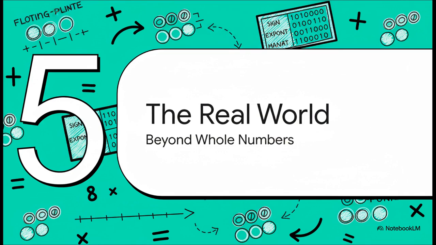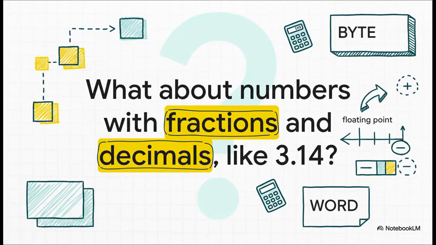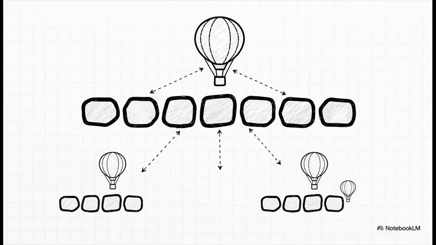Okay, so we've got a handle on whole numbers now, positive and negative. That's a huge step. But let's be real, if that's all computers could do, they wouldn't be very useful, would they? The real world is messy, so it's time to tackle the final and maybe most important piece of this puzzle. Which brings us to the next obvious question, right? What about all the other numbers? You know, numbers with fractions or decimals, like pi, 3.14159, or even just the price of something, like $2.50. The world is full of these numbers, and this system we've built so far has absolutely no way to represent them.